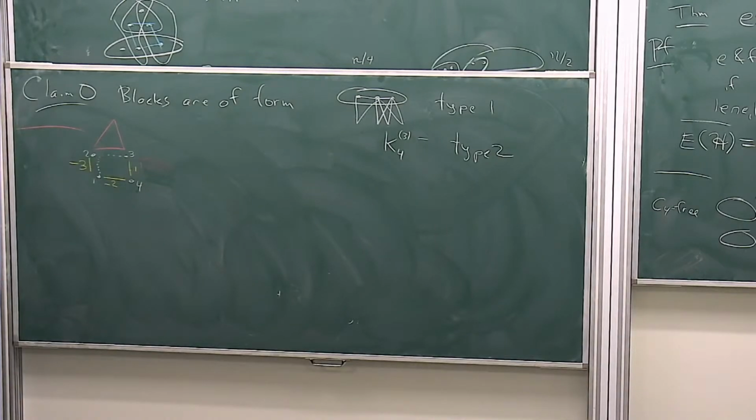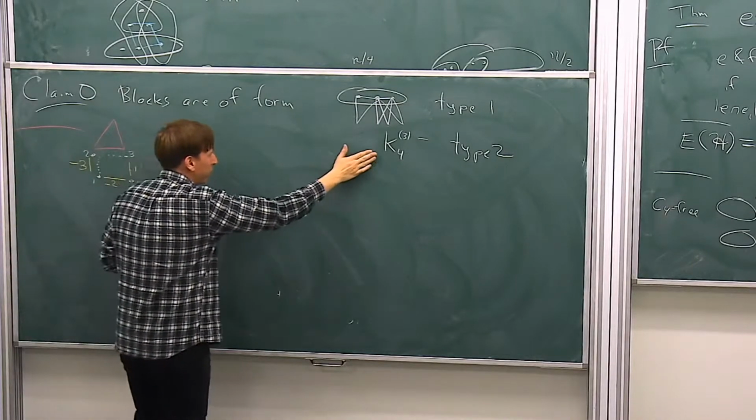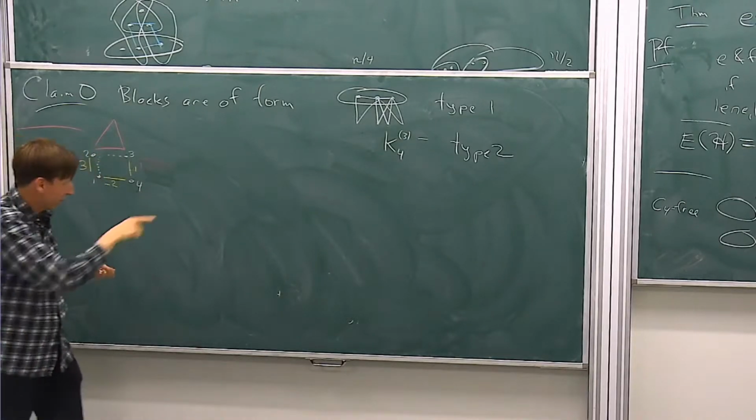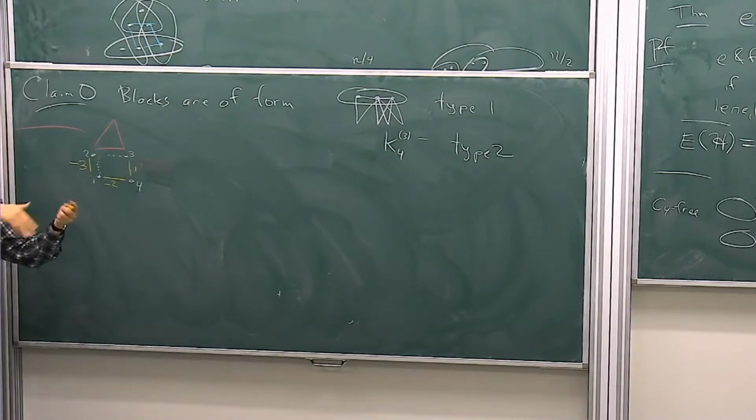Actually, I'm confused with the diagram. Yes. So what I'm trying to show is if we're in the case where we have a type 2 edge, if we're in the case where we have a K43 minus, then I want to show that we can't continue the block in any way, that we're stuck in that case.